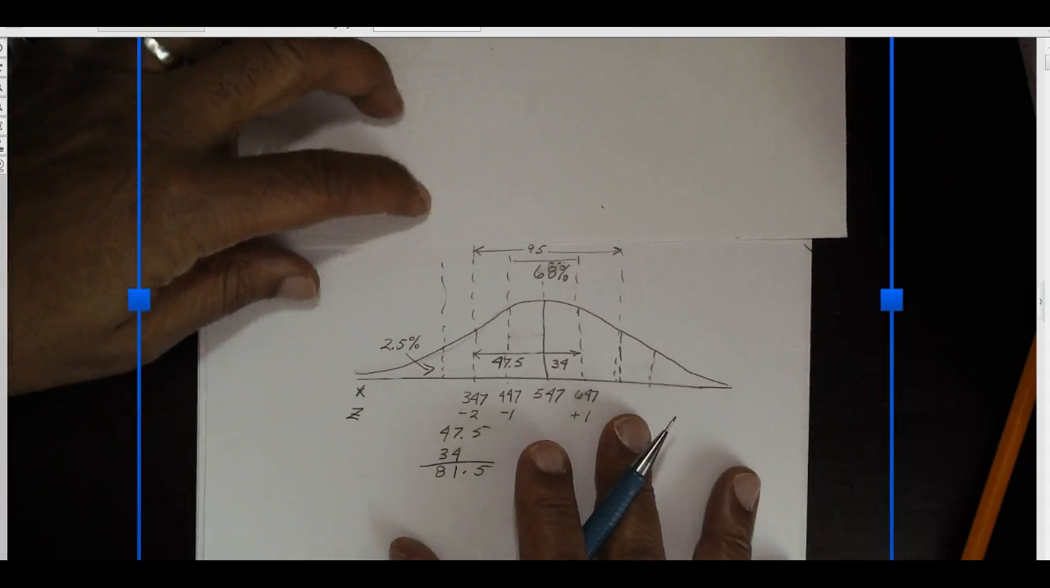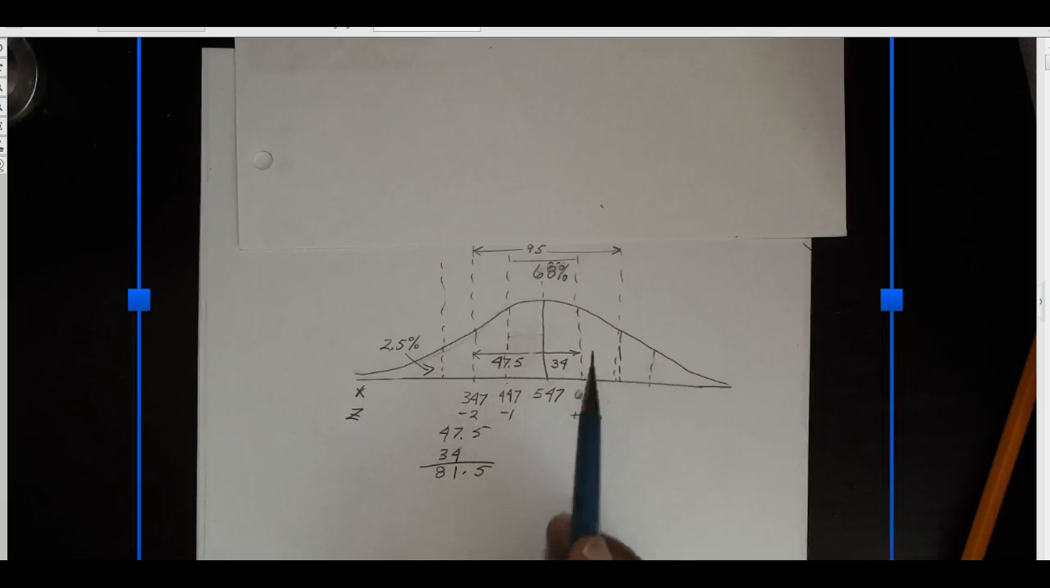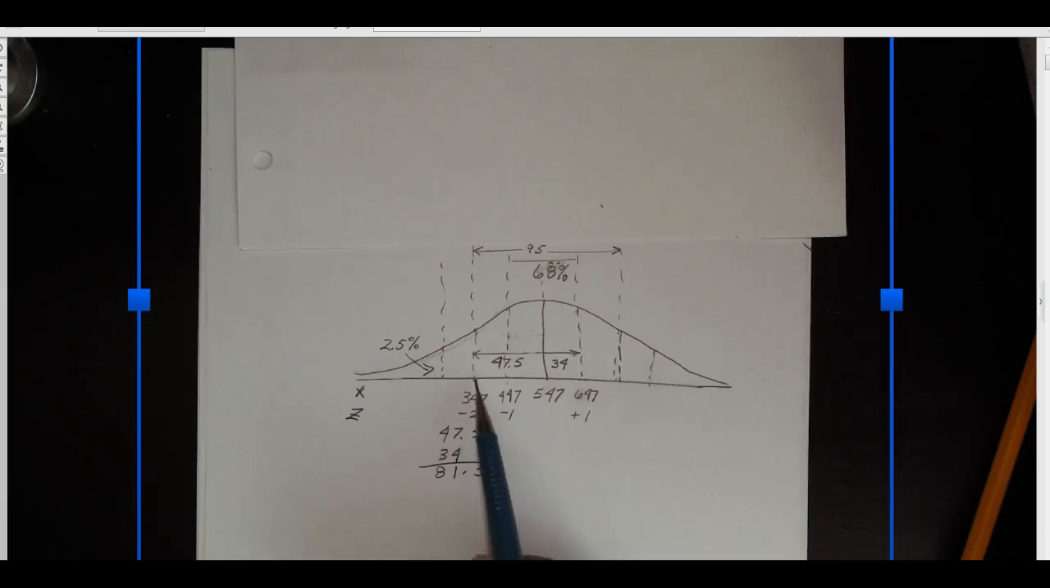Likewise, for the next interval, going from 647 to 347, we're going one standard deviation above the mean and what turns out to be two standard deviations below the mean. If you calculate the z-score for 347, what you'll get is a -2.